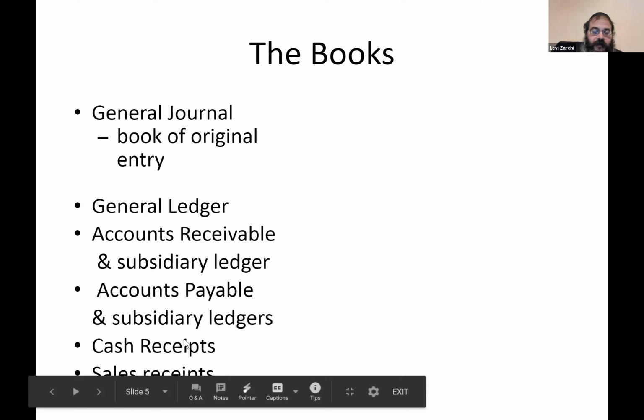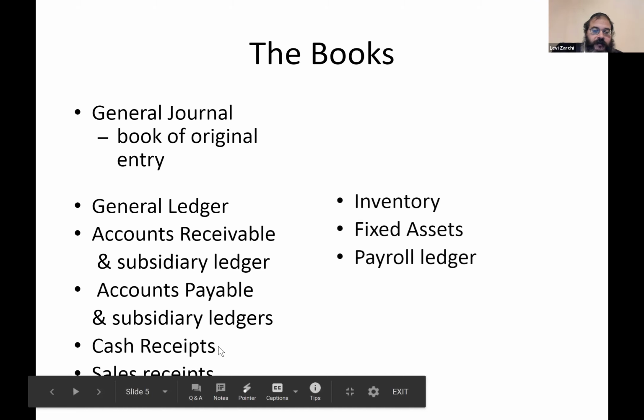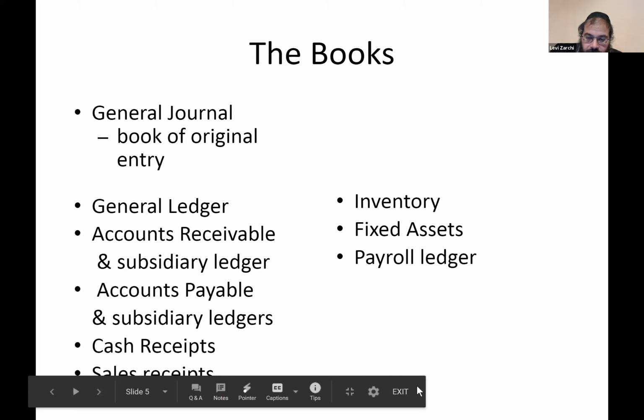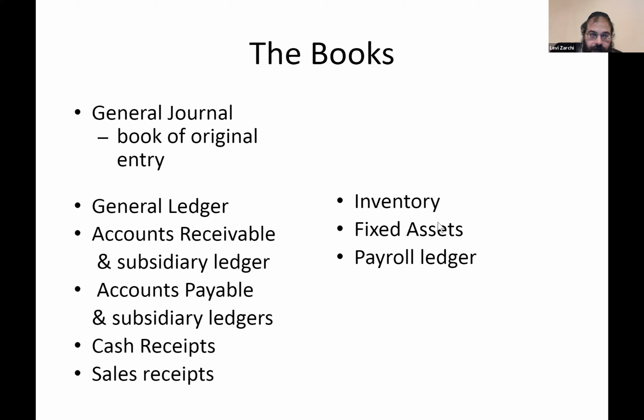Then they would have what's called cash receipts or sales receipts. Cash receipts is money received from a sale, which could be for a current sale or an old sale. Then they'll have inventory to keep track. Again, as I showed you, QuickBooks will merge them all into one book.